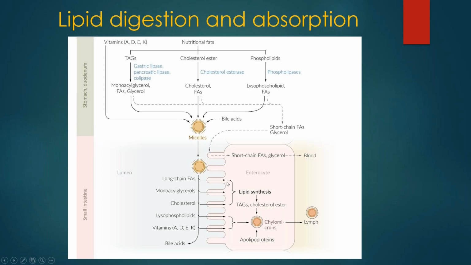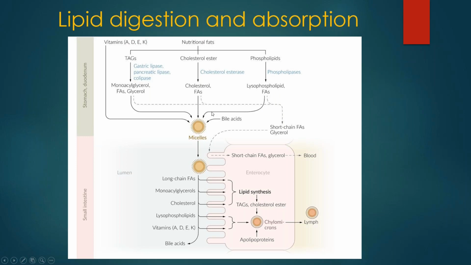So the TAGs are broken down into monoacylglycerol, cholesterol esters are broken down into cholesterol and fatty acid, and similarly phospholipids, through the action of phospholipases, are broken down into lysophospholipids and fatty acids.